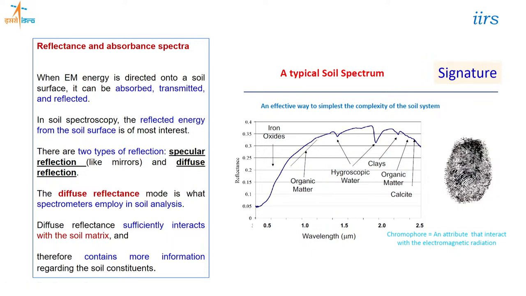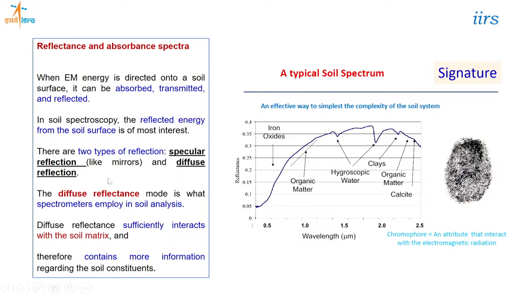and salts. It is similar to your signature or thumb impression, which is unique to each person. Similarly, different soils have a very unique spectral signature or spectral characteristics. We call it the spectral signature of soil. That we can study using spectroscopy, where we record the reflected energy from the soil surface.